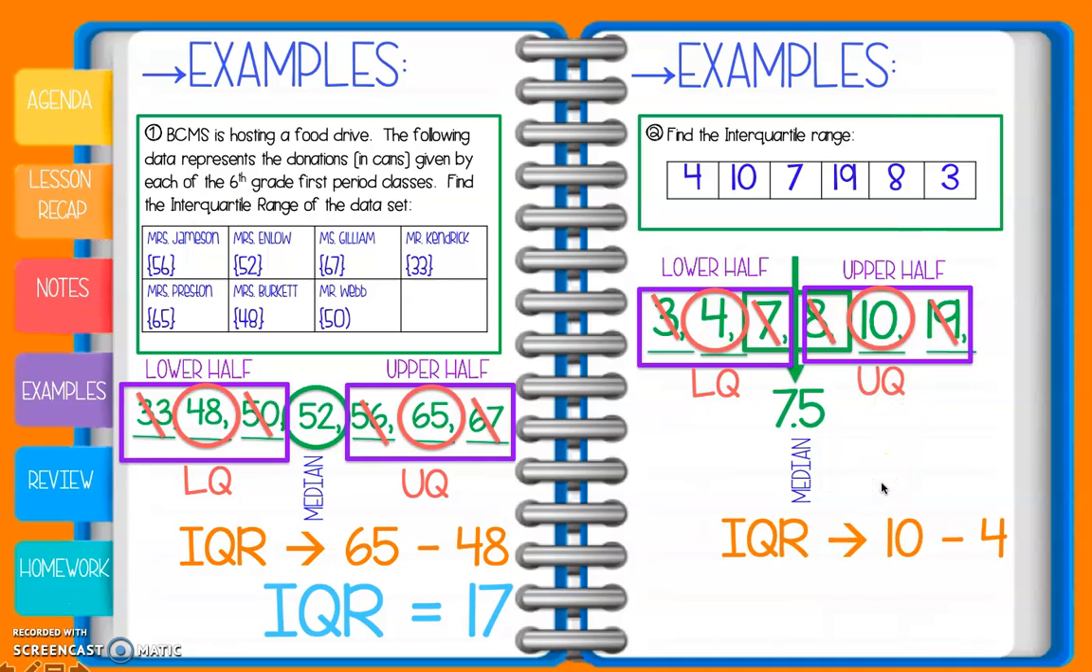Now we're going to calculate our interquartile range by taking the upper quartile, 10, and subtracting the lower quartile, which is 4. When we do that, we get an interquartile range of 6.